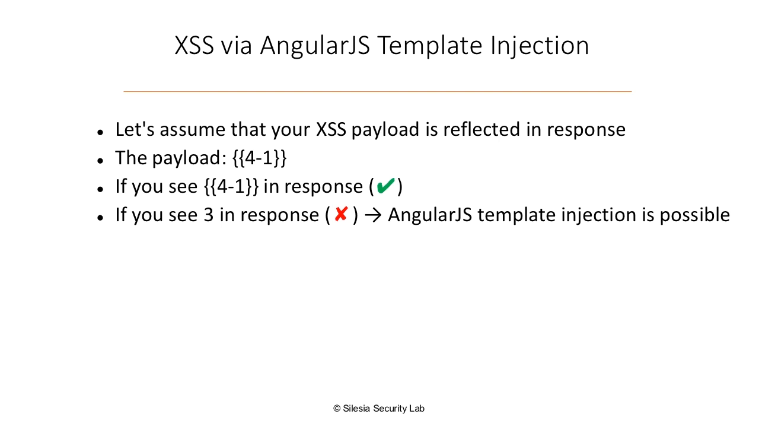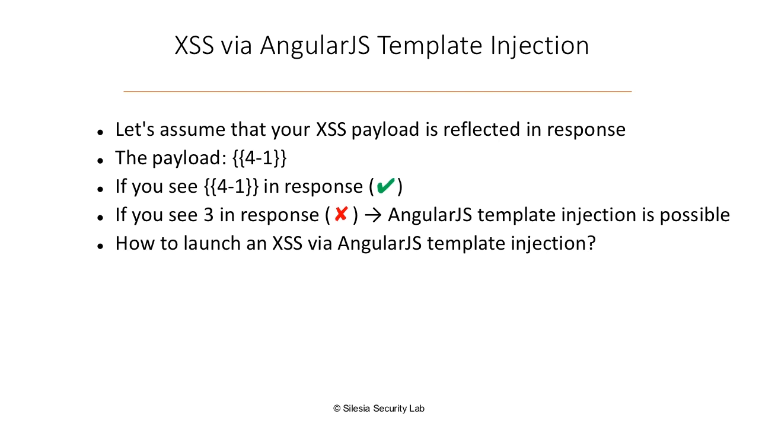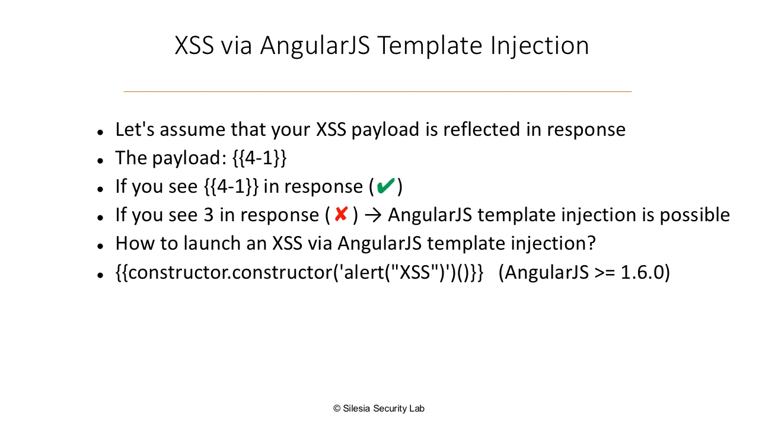But now you know at this point that AngularJS template injection is possible, but the question is how to launch an XSS via AngularJS template injection, which is quite a different story, right? And now I'm gonna give you an answer. Here is your payload. So constructor alert XSS, you see some round brackets, you see some double curly brackets, right? On the left side, on the right side. But this is how it works. You don't have to go into the details of this payload. It will just work, provided that, of course, AngularJS template injection is possible.